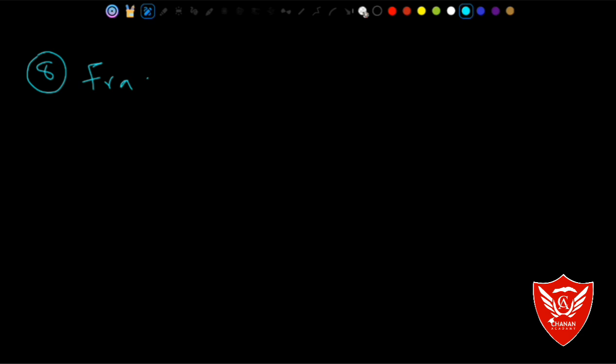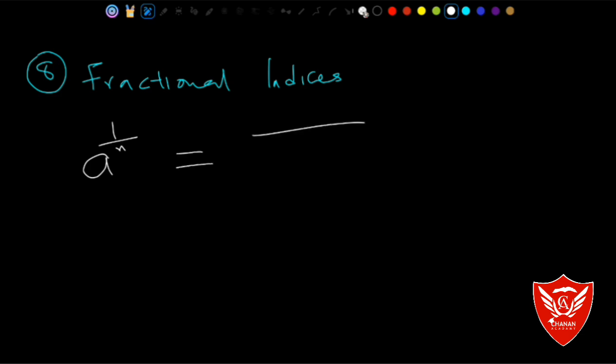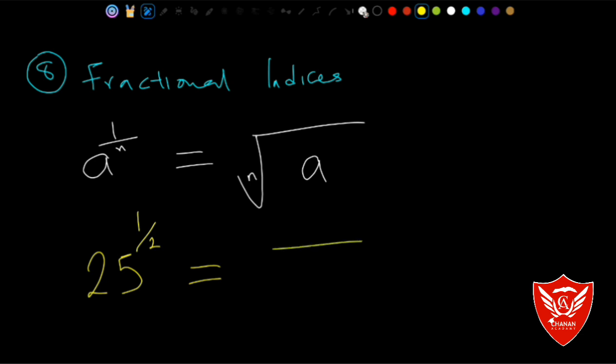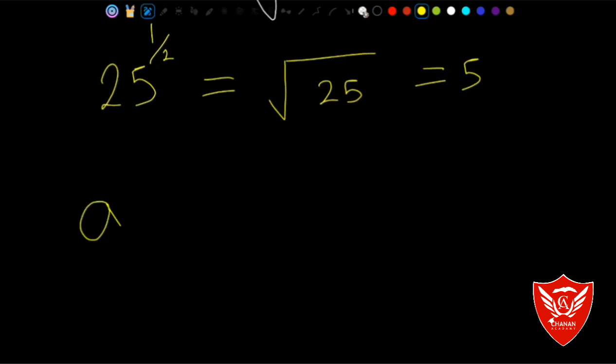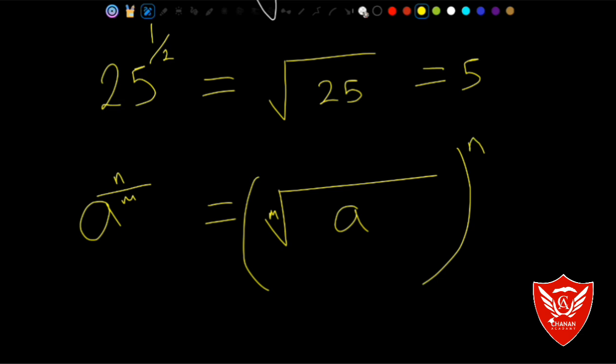Fractional indices. Now suppose we have a raised to the power of 1 over n. This is equal to the nth root of a. For example, we have 25 raised to the power of 1 over 2. This is going to be the square root of 25, which is 5. And also, if we have a raised to the power of n over m, this is going to be equal to the mth root of a raised to the power of n.